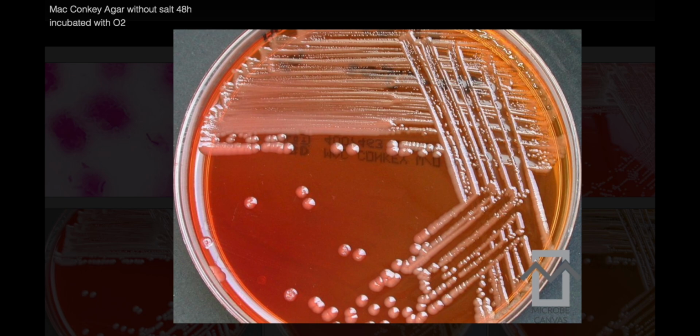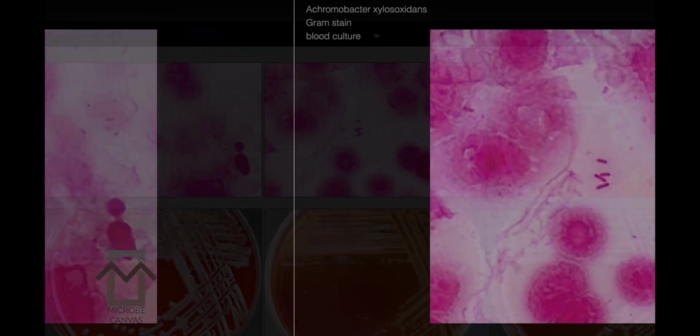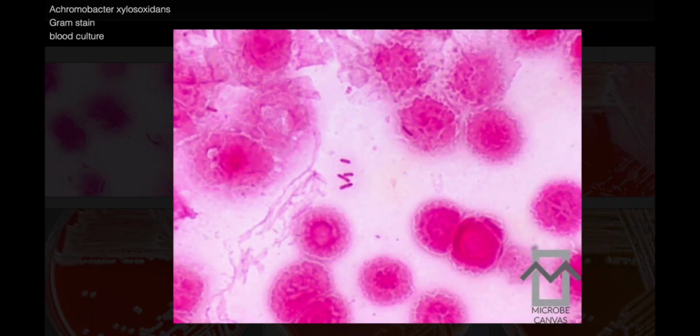Achromobacter xylosoxidans is capable of causing a wide range of infections, such as bacteremia, meningitis, pneumonia, and peritonitis. It has also been involved in nosocomial infections attributed to contaminated disinfectants, dialysis fluids, saline solution, and water diseases, cystic fibrosis or CF.